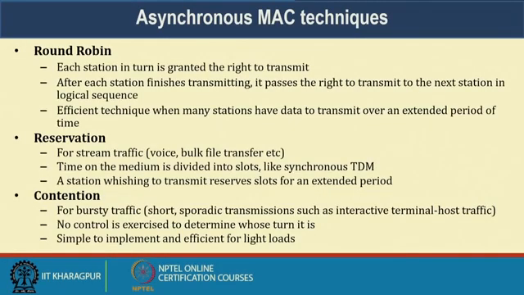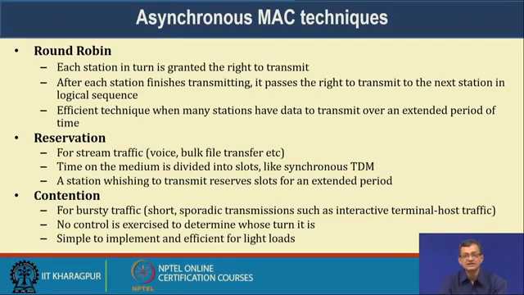So round robin is one of the asynchronous MAC techniques, which are more predominant. In round robin, each station is in turn granted the right to transmit. So it is not fixed. Each station gets its turn. After each station finishes transmitting, it passes the right to transmit to the next station in the logical sequence. It is an efficient technique when many stations have data to transmit over an extended period of time. If everybody wants to transmit, it is efficient. But if there are stations with nothing to transmit, they still get a turn, and that is a wastage.